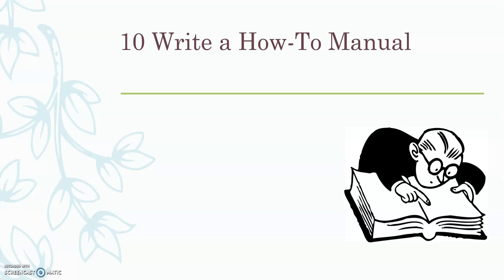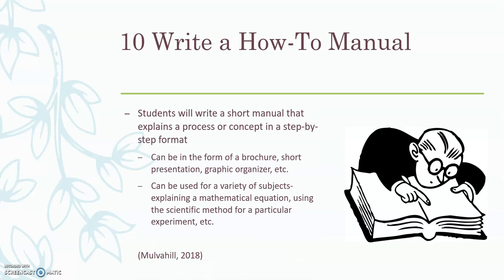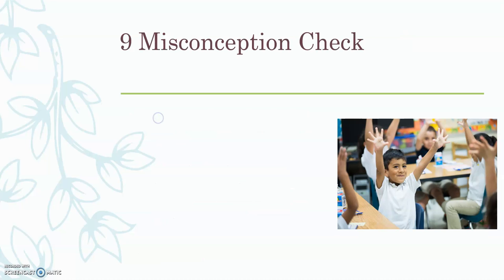Number 10, write a how-to manual. In this type of assessment, students will be asked to write a short manual that explains a process or concept in a step-by-step format. This could be a brochure, a presentation, a graphic organizer, and can be used for a variety of subjects, like explaining a mathematical equation or using the scientific method for a particular experiment.